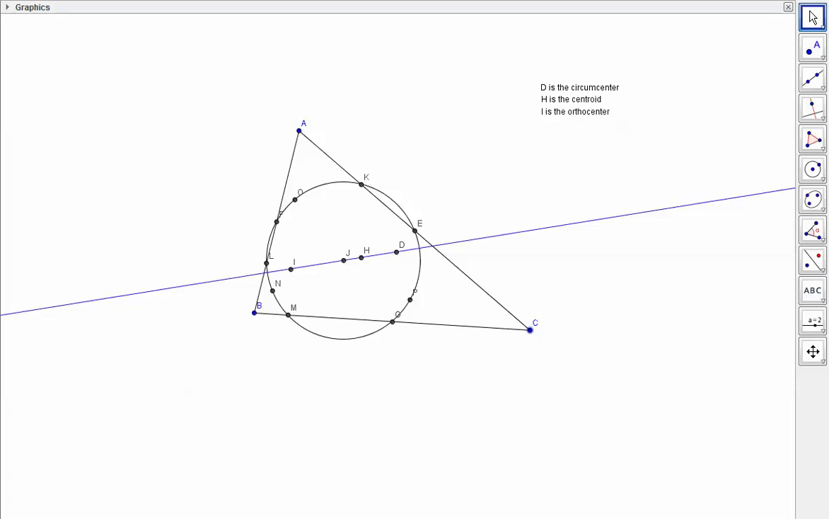So that takes care of the Euler line, which we see here in blue, and the 9-point circle. And on your paper, you only need to construct the Euler line. Don't worry about doing the circle.